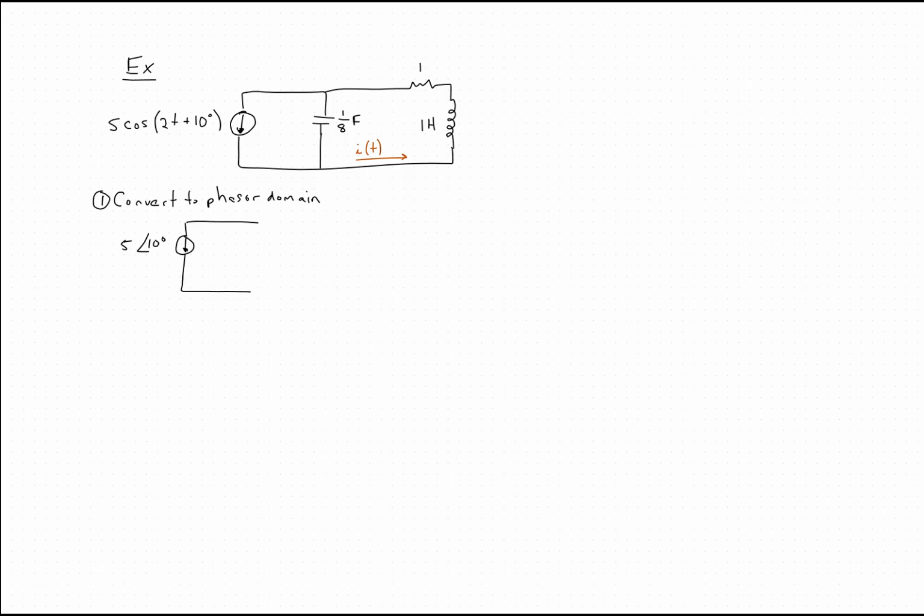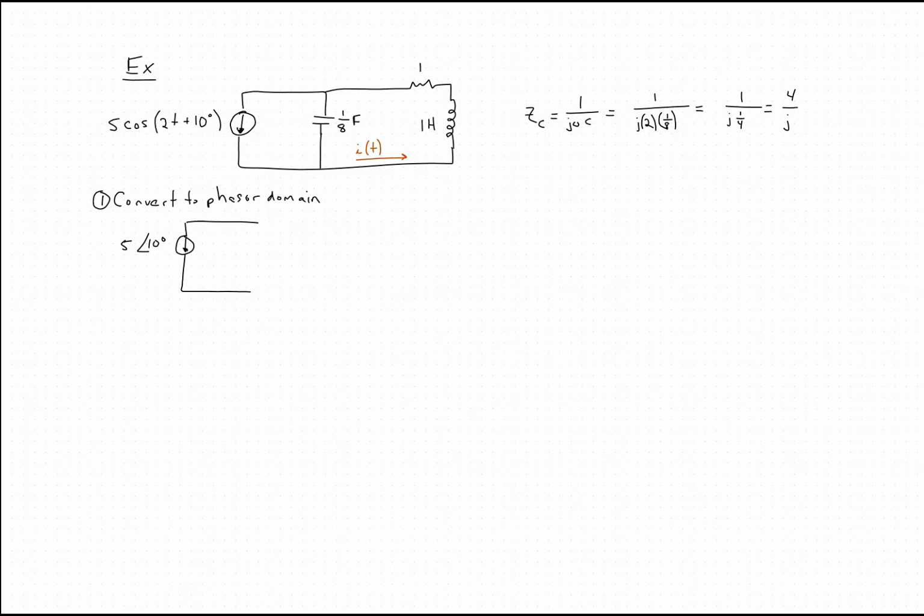So we need to change our capacitor. To find the impedance of our capacitor, or Z sub C, that's going to be 1 over J omega C, and our omega here is 2 from the source. And that gives us 4 over J, but we're not done yet. 1 over J is equal to negative J.